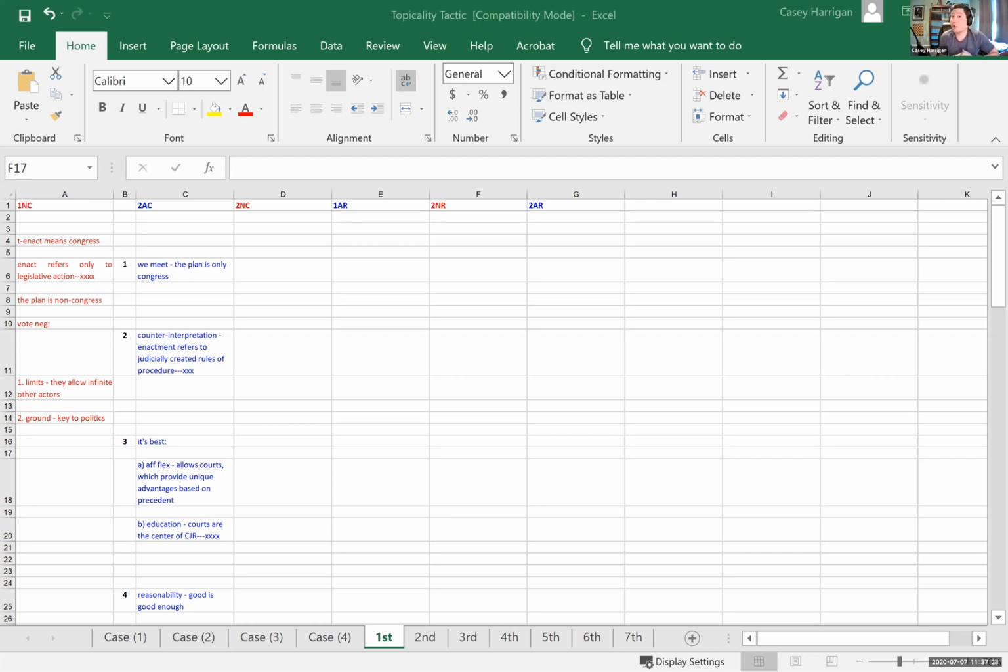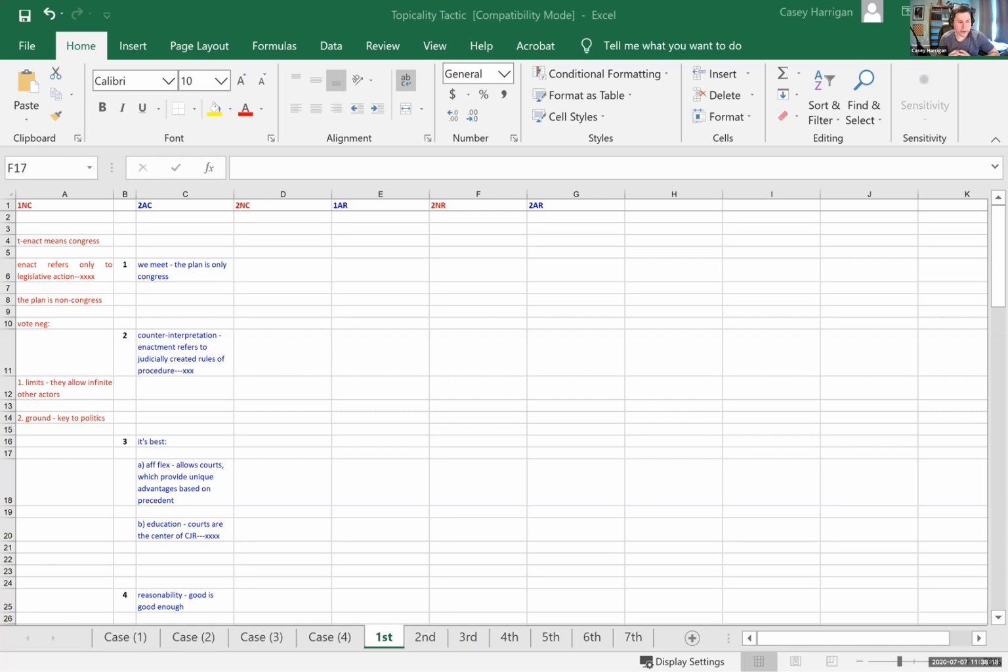Number 1 is to try to recharacterize an argument that was said in the 2AC. Either you can recharacterize number 1 by saying, our we meet argument is not necessarily that the plan only is Congress, but the plan could be Congress, and thus maybe it's also the court, so it's more like it could be topical. Or to recharacterize your counterinterpretation to say, instead of enactment refers exclusively to judicially created rules of procedure, that it includes judicially created rules of procedure, but also includes actions of Congress, meaning that it's not exclusive. Then you would meet that counterinterpretation, and thus it's not like a topicality double turn.